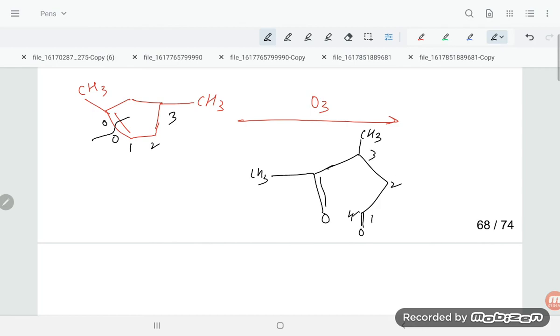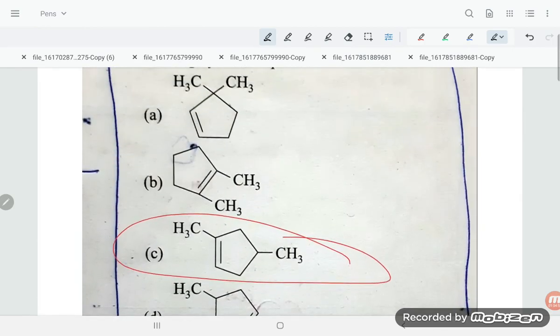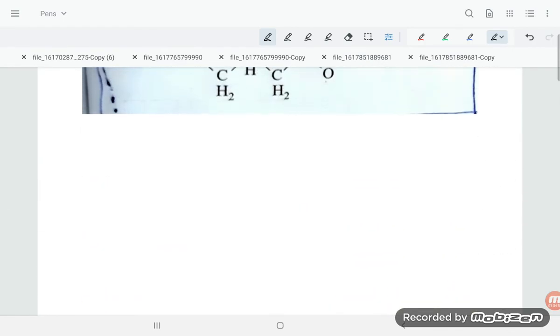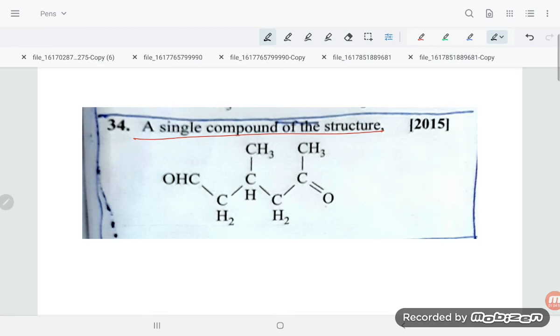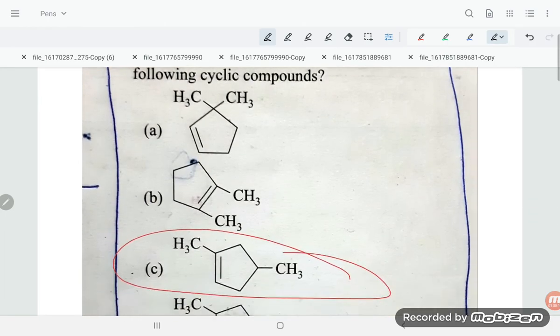So you can check it out, students, with the reactions you will find that this is matching. From here you can count 1 2 3, third position methyl, 4 5, 5 position ketone. Okay, so 5 position ketone.